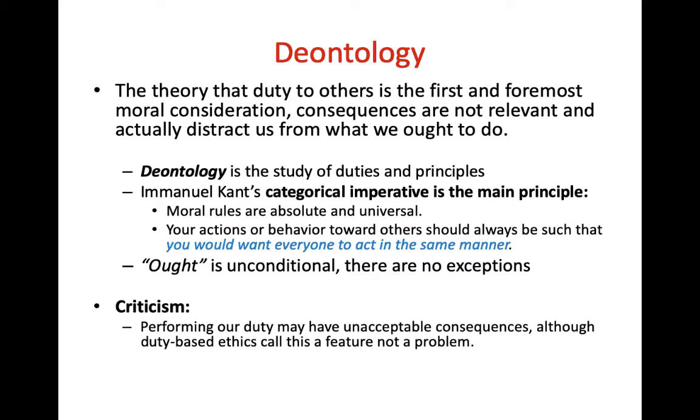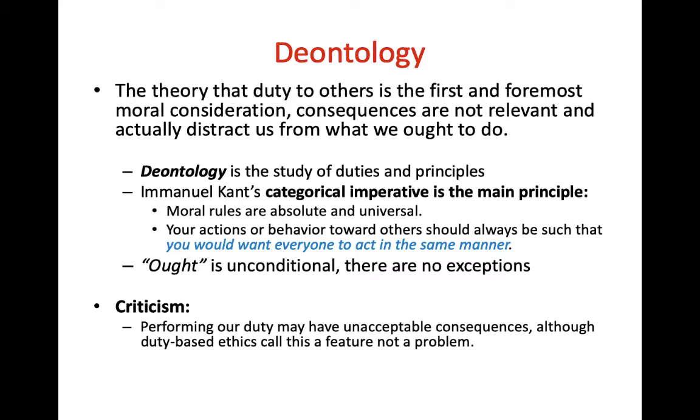Next up is something called deontology, and I'll call this rule-based reasoning, rule-based ethical reasoning. And there are many varieties of deontology. I'm just going to focus on Immanuel Kant's categorical imperative. Again, look at the very short 3 to 4 minute video I have for you in the module. This is the theory that our duty to others, what we should do for others, is the first and foremost moral consideration of any action. Consequences are not relevant. And in fact, they distract us from what we ought to do.